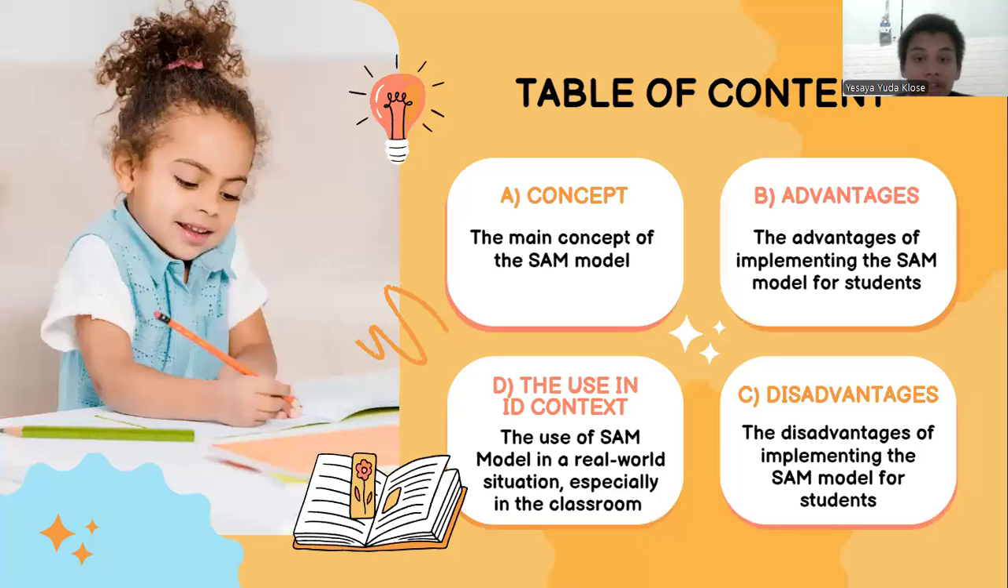So here's the table of contents. We're going to talk about the concept of the SAM model, basically its main concept. Then we're going to talk about the advantages of implementing the SAM model for students, and the next one, the disadvantages of implementing the SAM model for students, and also the use of the SAM model in real-world situations, especially for students during class.